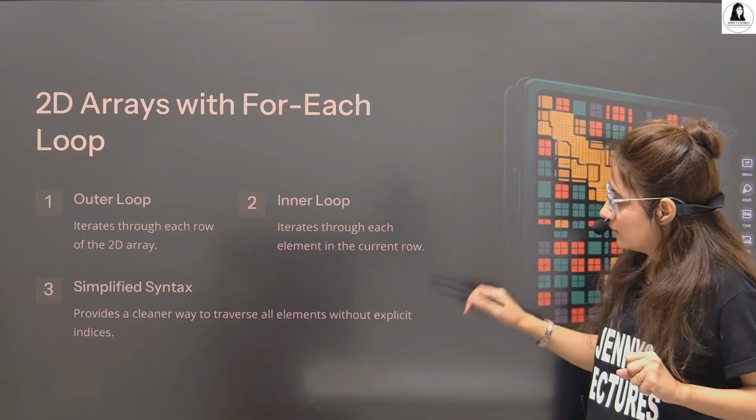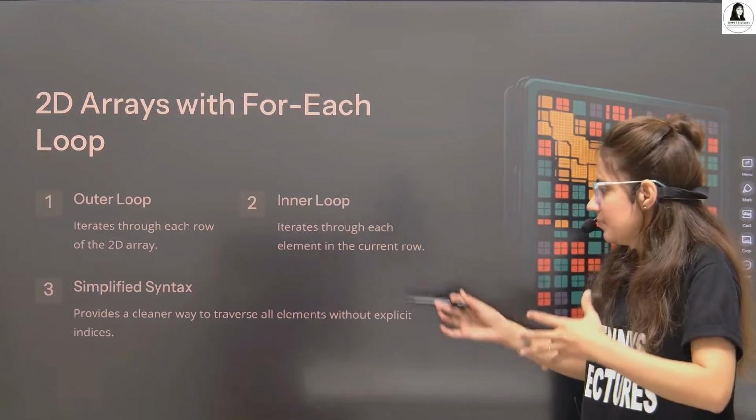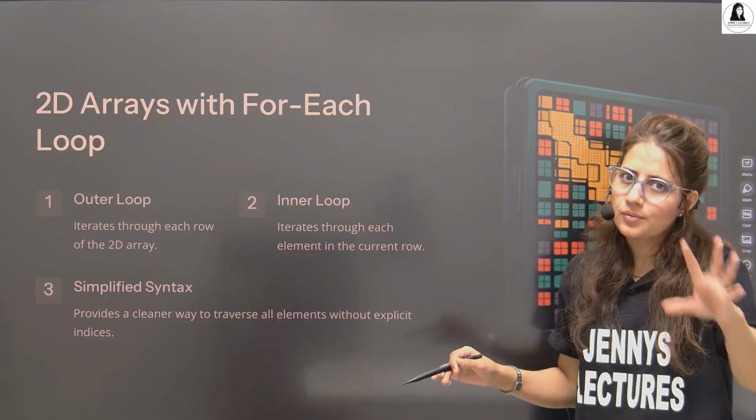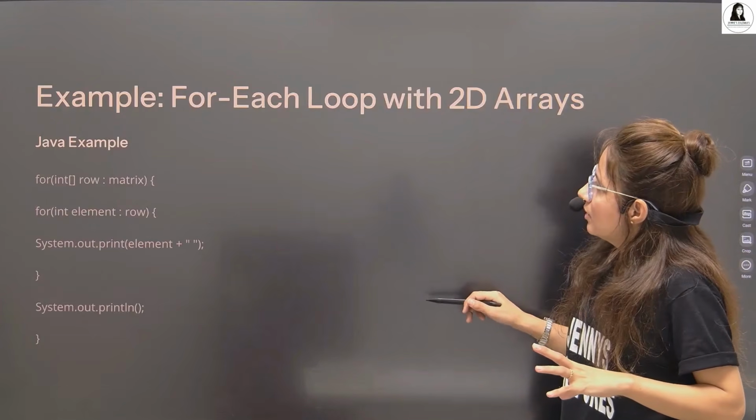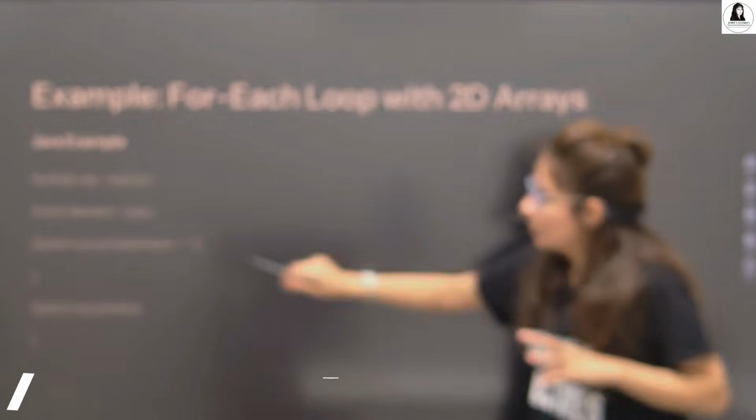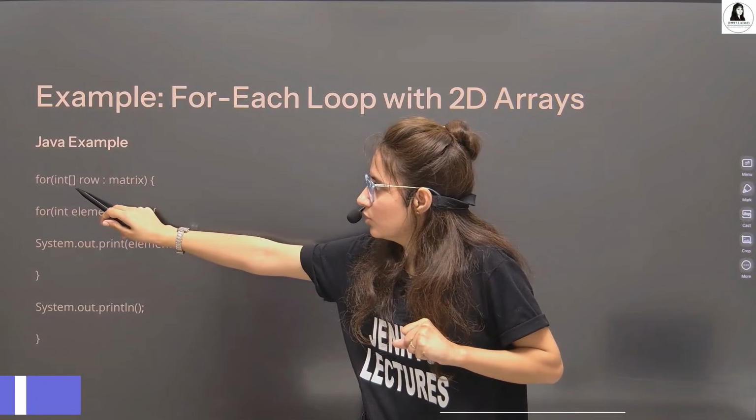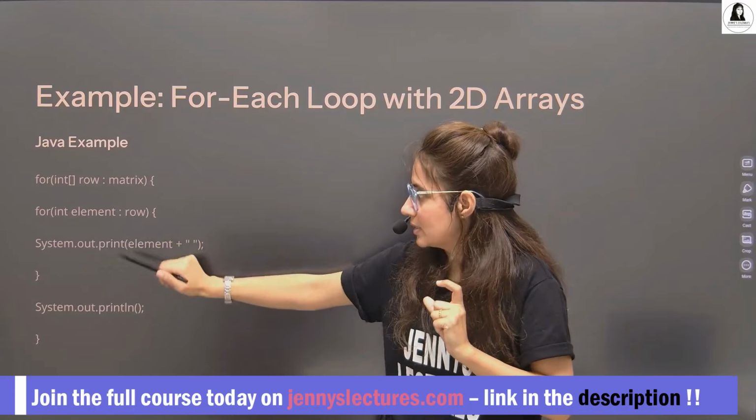Outer loop, inner loop, and this is a more simplified syntax. So you can prefer this syntax if you simply want to traverse a 2D array. This is one example of a for each loop. The outer loop is having the array, and this is the individual element we are accessing. Two loops are there.